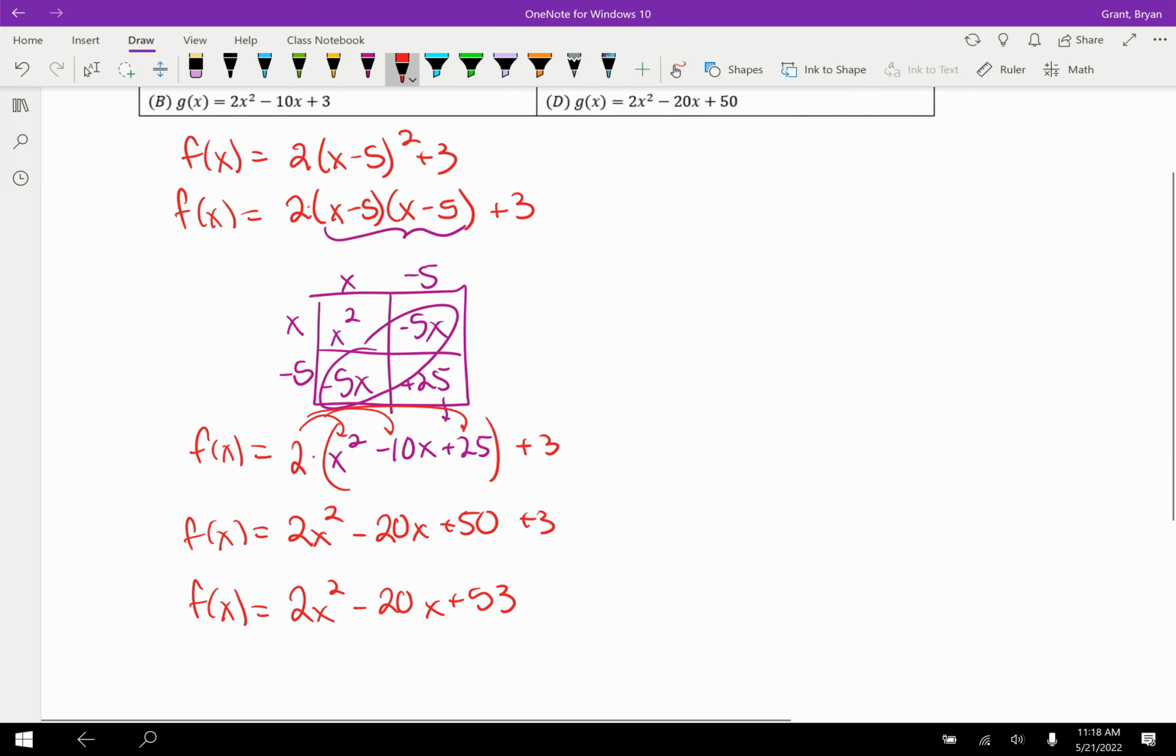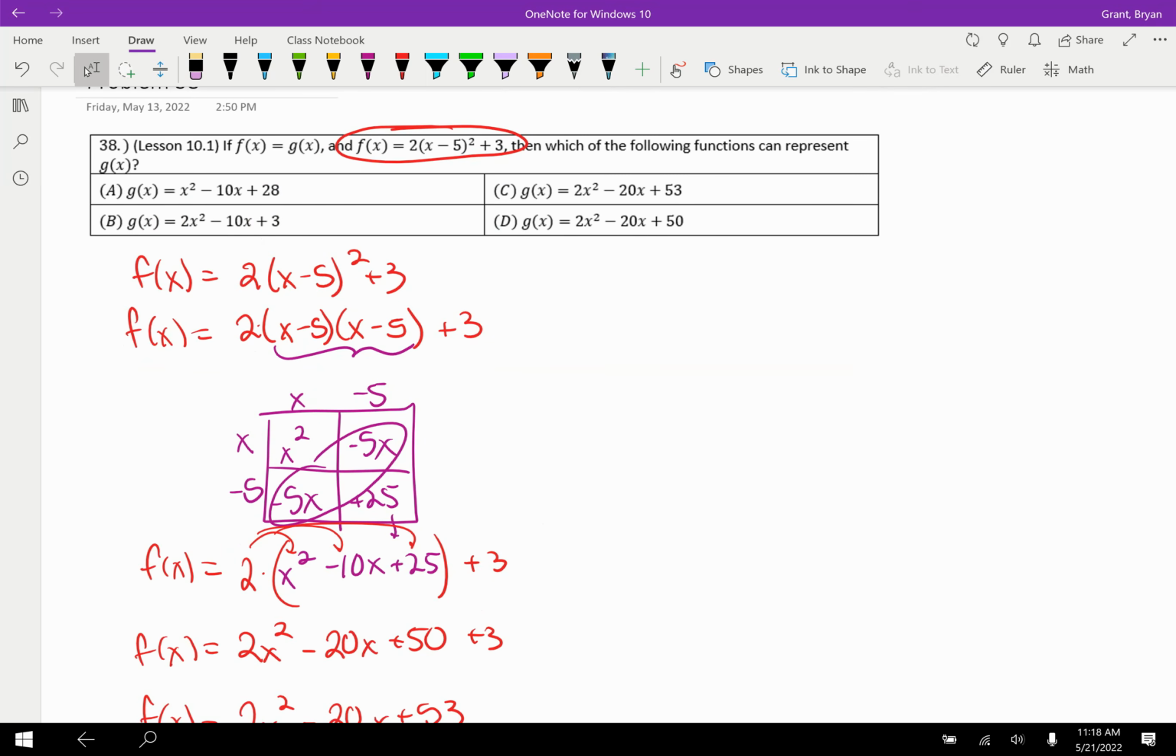Hopefully this matches an answer. 2, negative 20, 53. Yeah, it looks like C to me.